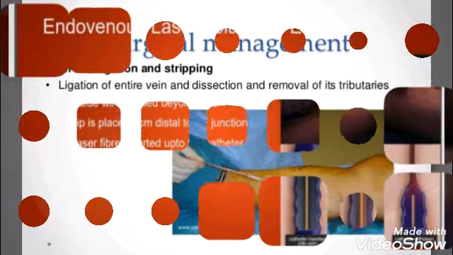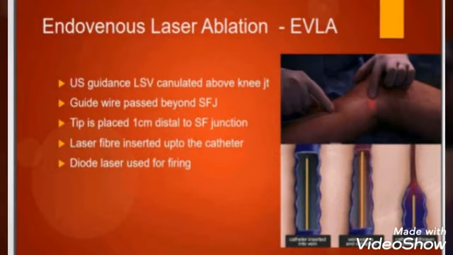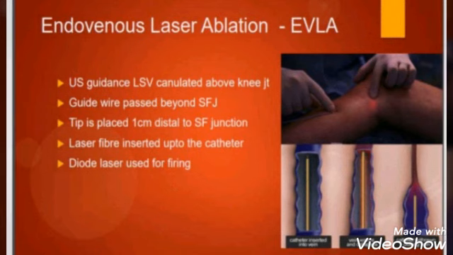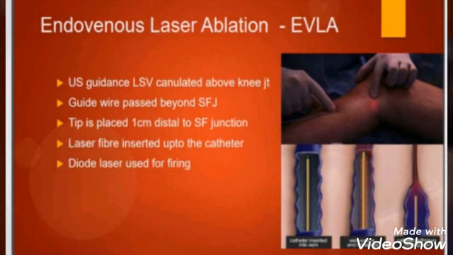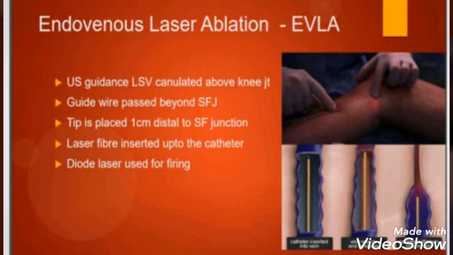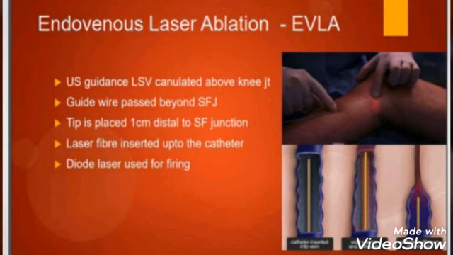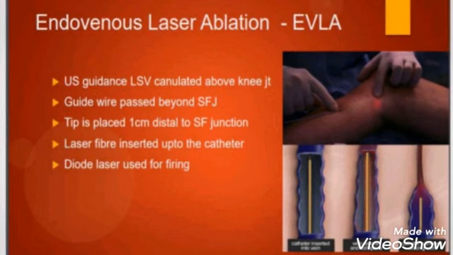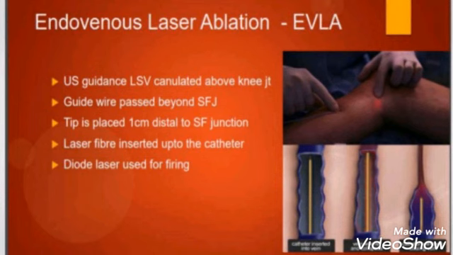Then you can see here endovenous laser ablation. In this, under USG guidance, the SLV is cannulated above the knee, and a guide wire is passed beyond the SFJ. So with the help of the wire, they are going to give laser therapy to the patient in the affected area. Due to the laser therapy, heat is created in that particular area, which will help in relaxing the pressure and bringing it to normal condition.